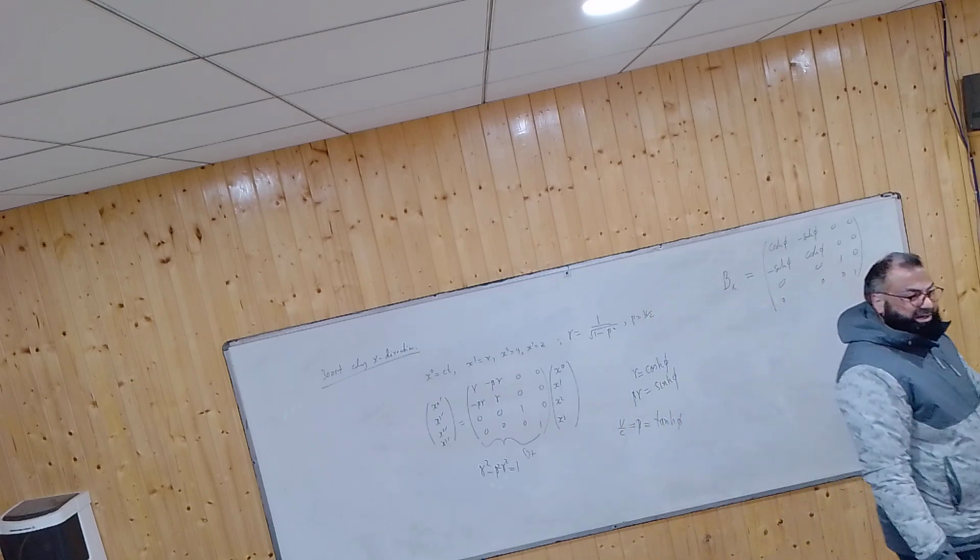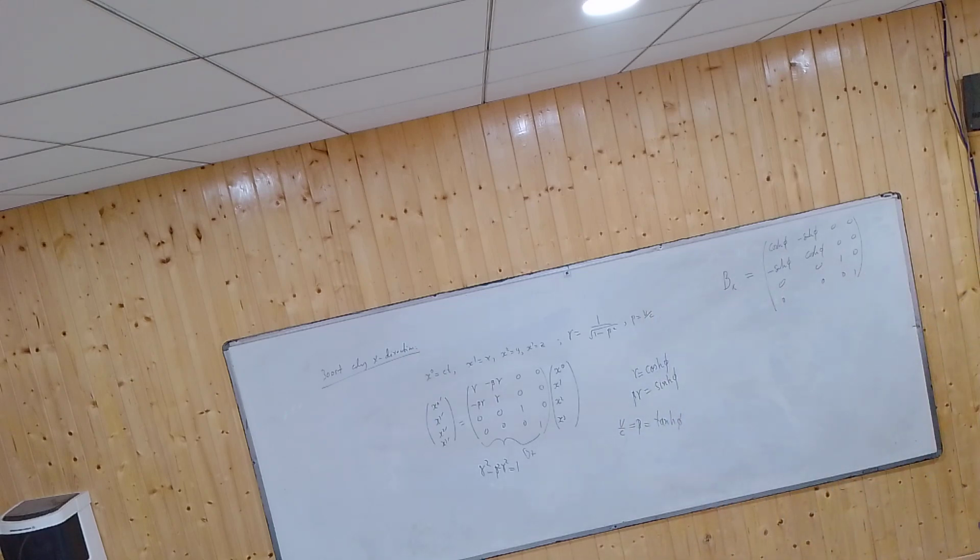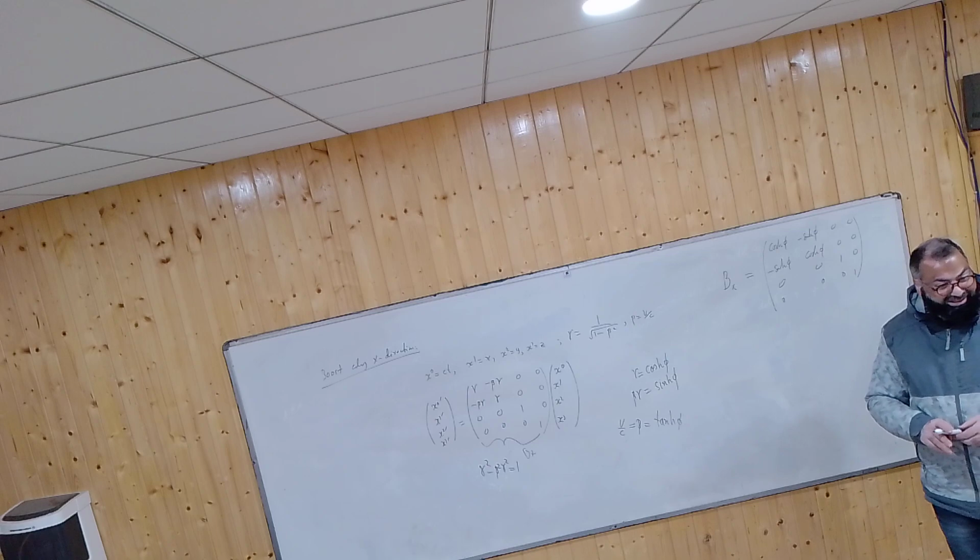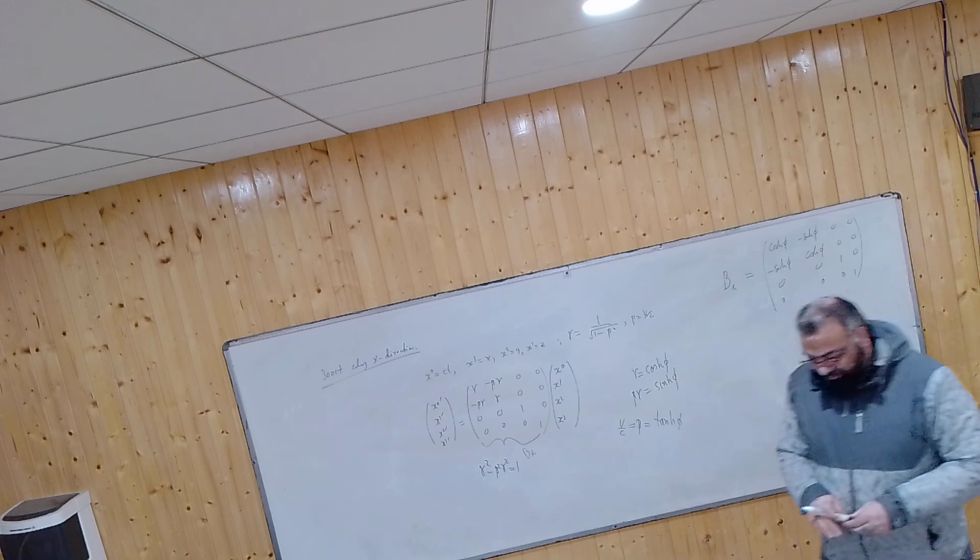Why am I writing it in phi? Because I have taken rotations in terms of angles. So now I will take boosts in terms of angles. Now if I have defined this boost, then I should be able to define a generator corresponding to this boost. When are the generators possible? When do we define the generators of a group?